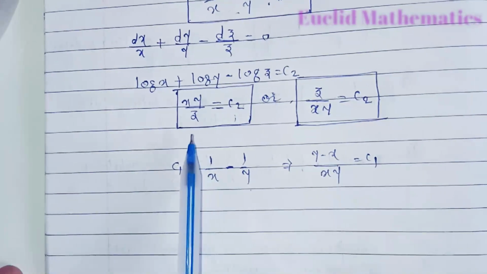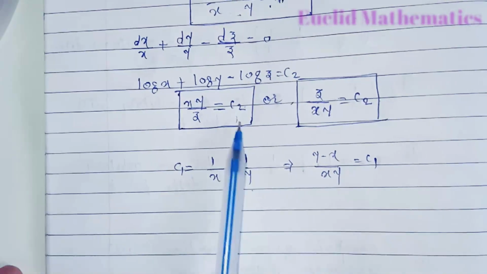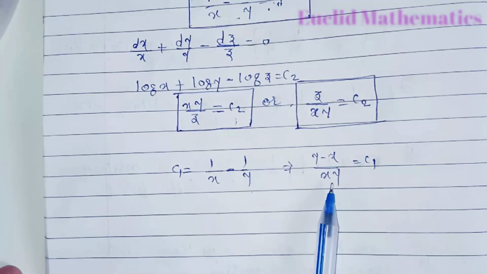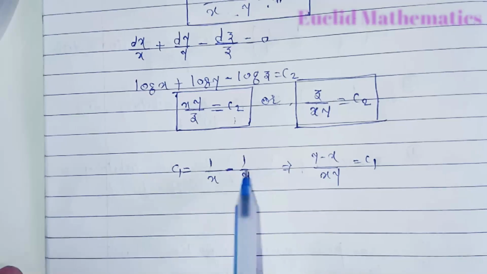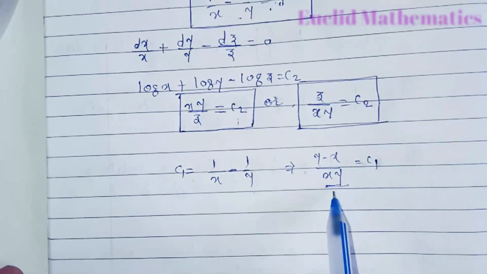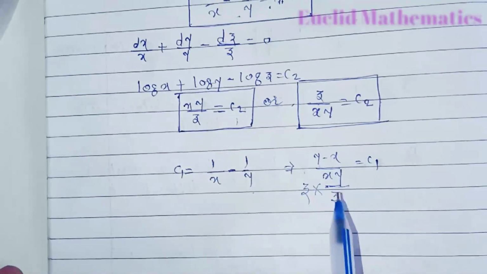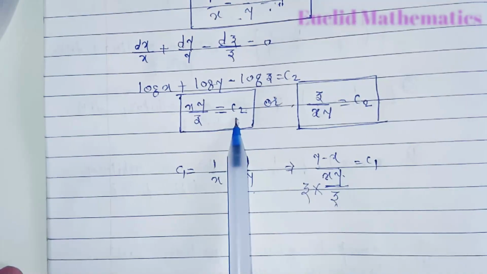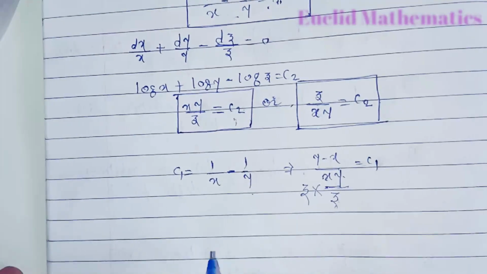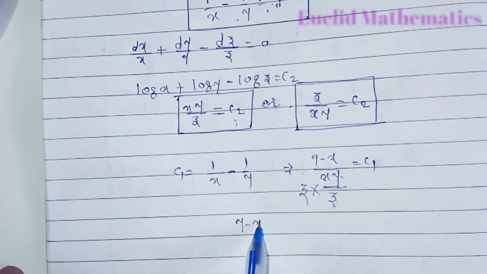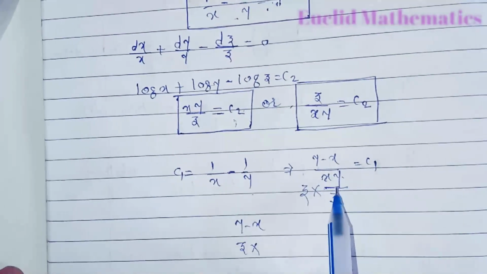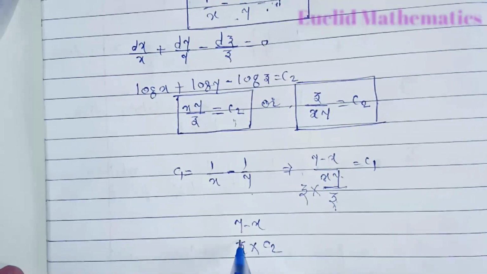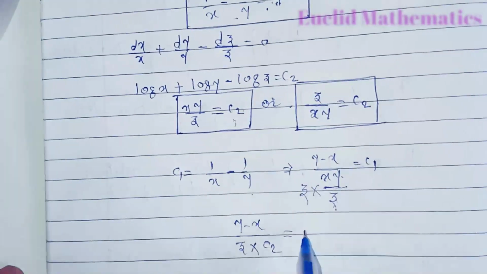So we can see here xy by z is equal to c2. Here the denominator xy is present, so we have to divide by z here and multiply by z here. So I got xy by z is equal to c2, and substitute that c2 here. So our next value comes: y minus x upon z multiplied by xy by z, where xy by z is equal to c2. Substitute this value, which is equal to c1.